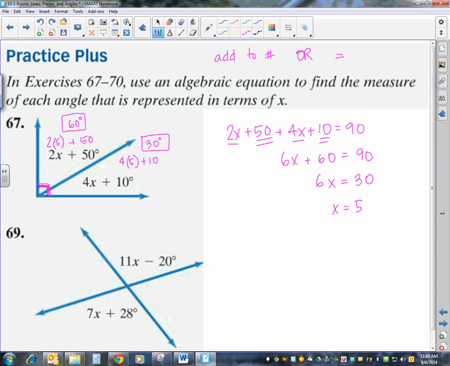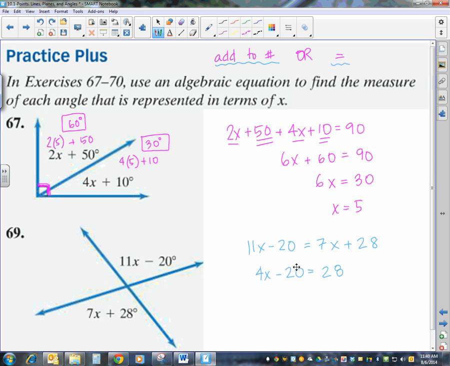All right, so the last problem, again, they're either going to add up to a number or they're going to be equal to each other. These two are vertical angles, so they're going to be equal to each other. So I'm going to have 11x minus 20 equals 7x plus 28. Remember, we got to get the x's on the same side, the numbers on the opposite side, so I'm going to subtract 7x first, and that's going to give me 4x minus 20 equals 28.